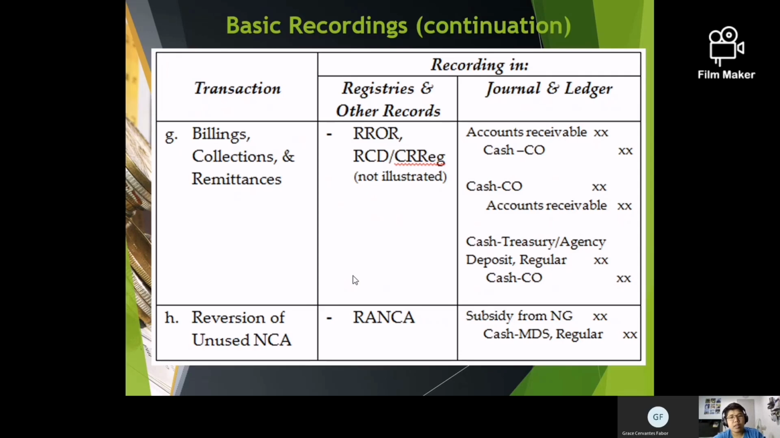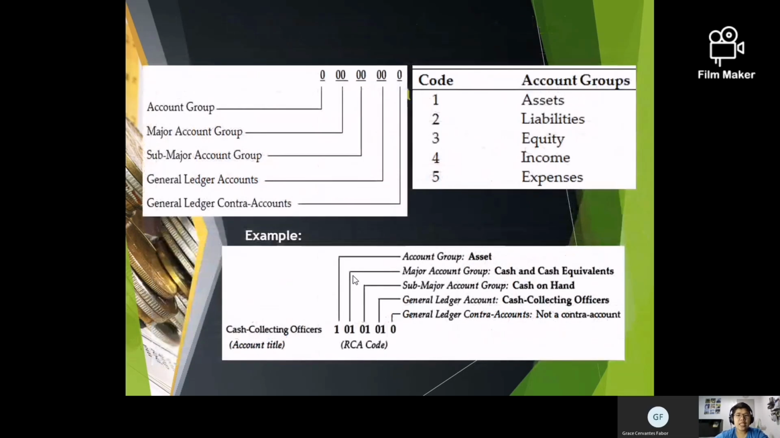Ma'am, yung mga account titles po ba na nasa RCA, madali siyang ma-identify kung ano po yung nature ng account? Yes, because in RCA, ito yung ginagamit nating coding system ng revised chart of account. So, meron tayong 8 codes for RCA. So, yung first code is referring to account group.